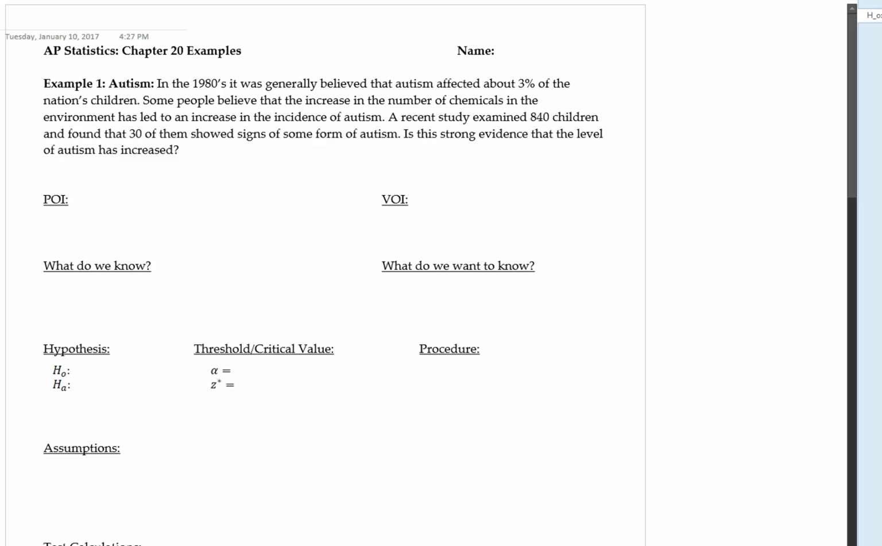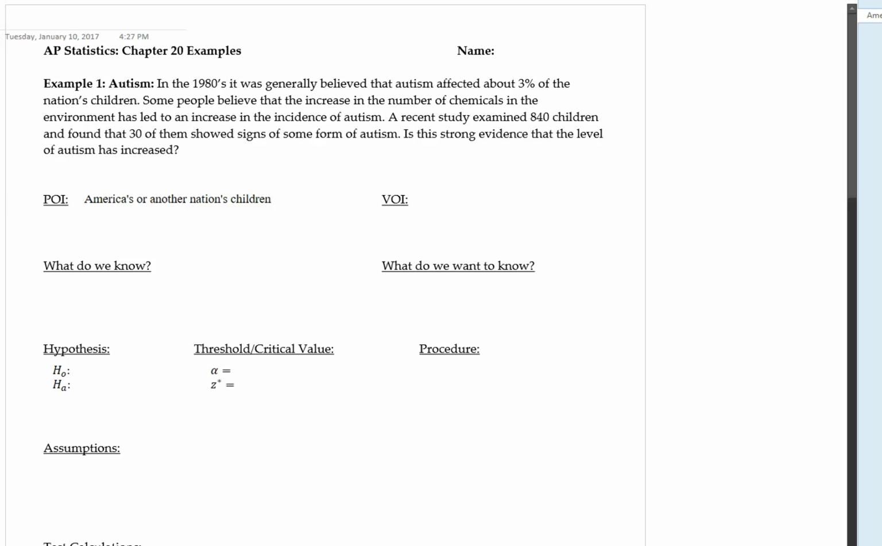So first we want to look at the POI, in other words, the population of interest. So who is the population of interest? Well, in our case, I think it's children of a specific nation. So I'm going to say America's or another nation's children. I guess it depends where we're interested in. It didn't specify up here, so I'm assuming America, but it could be anywhere.